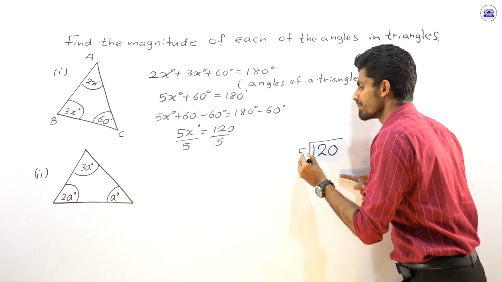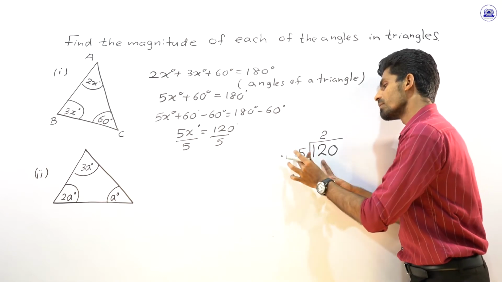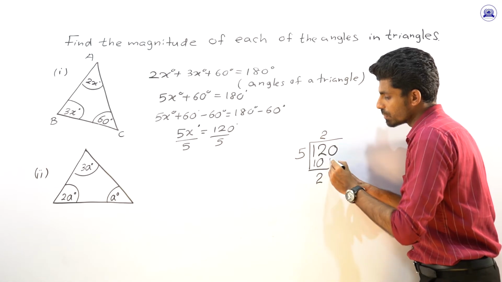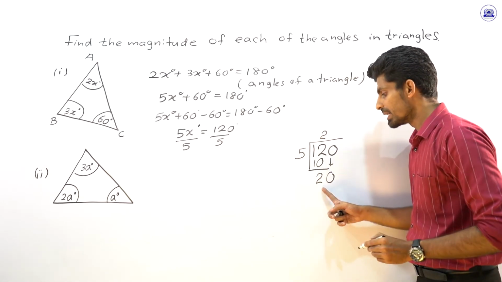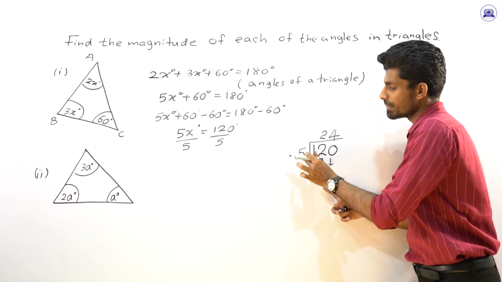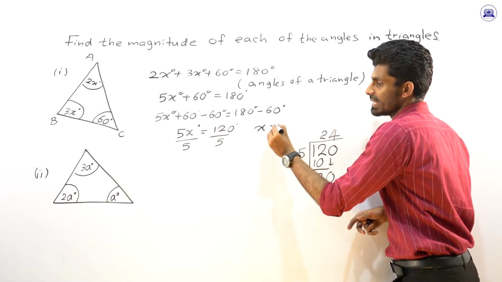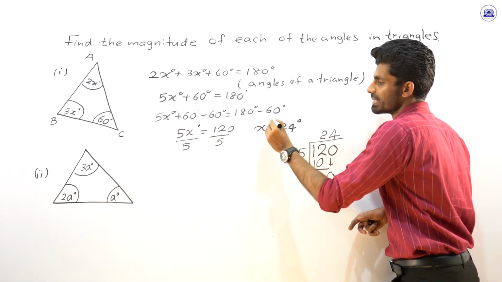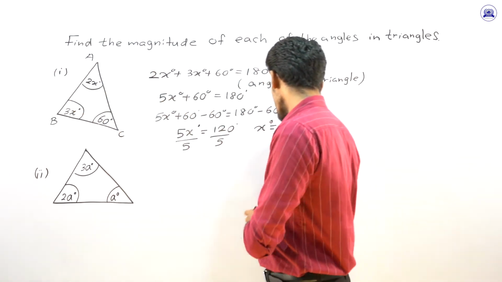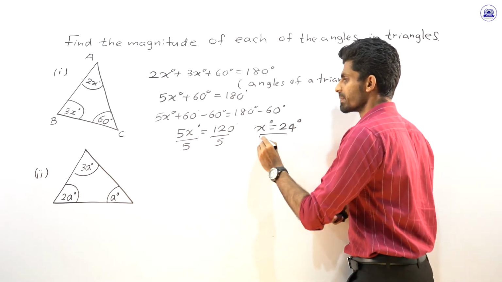120 divided by 5. 12. So how many 5s are there? 2. 5 into 2 is 10. 12 minus 10 is 2. Then you can take 0. How many 5s for the 20? Just 4. 5 into 4 equals 20. Very easy. x equals 24 degrees.